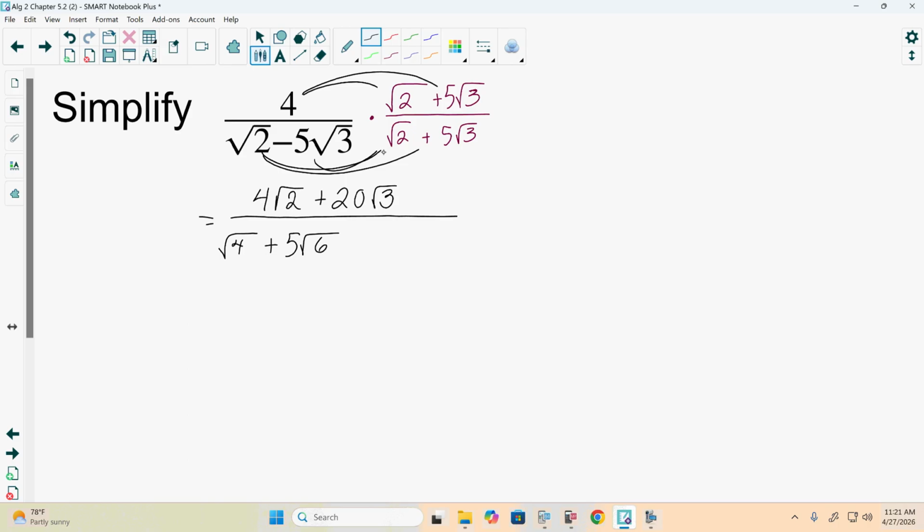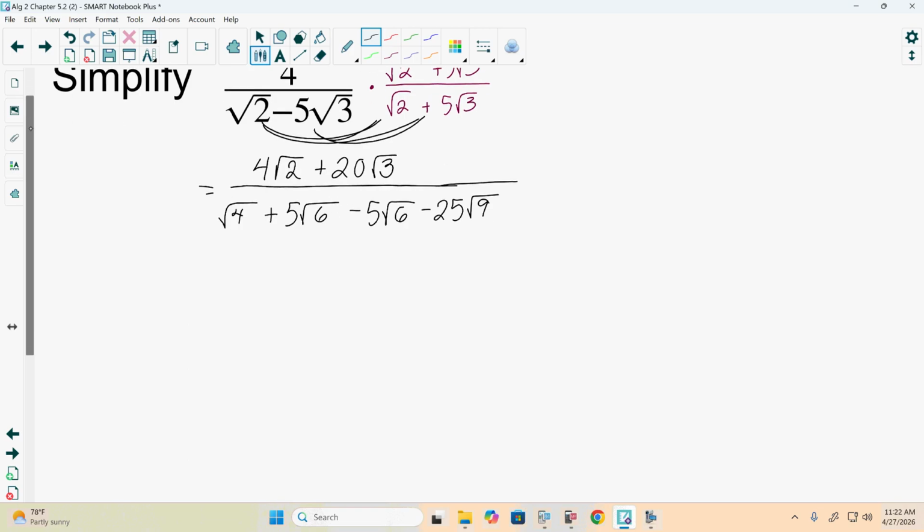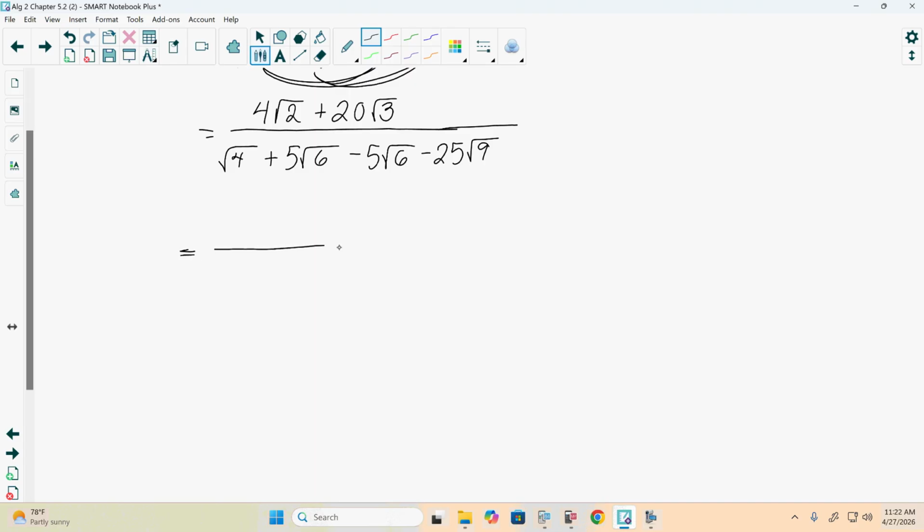Negative 5 square roots of 3 times square root of 2. Incidentally, would be minus 5 square roots of 6. And lastly, negative 5 square roots of 3 times 5 square roots of 3. 5 times negative 5 would be negative 25. Square root of 3 times square root of 3 would be 3. Now, unlike the last one, we do have a lot more radicals on bottom. However, the square root of 4 is 2. 5 square roots of 6 minus 5 square roots of 6 is still 0. Negative 25. Square root of 9 is 3.